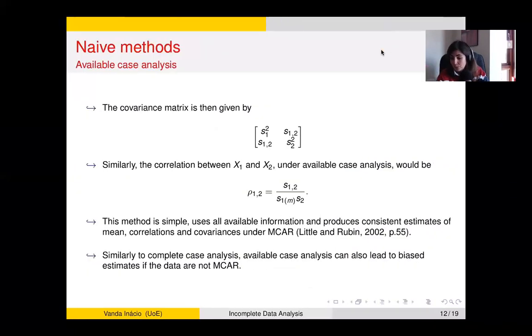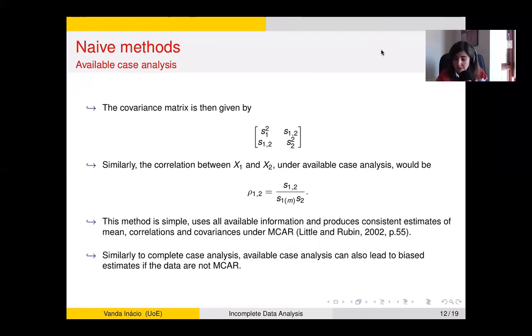Then you know that in the covariance matrix, the diagonal entries are the sample variances, and the off diagonal entries are the covariances. In this case, we only have two variables, so in the off diagonal, we have the covariance between x1 and x2. And from this information, we can also compute the correlation between x1 and x2.